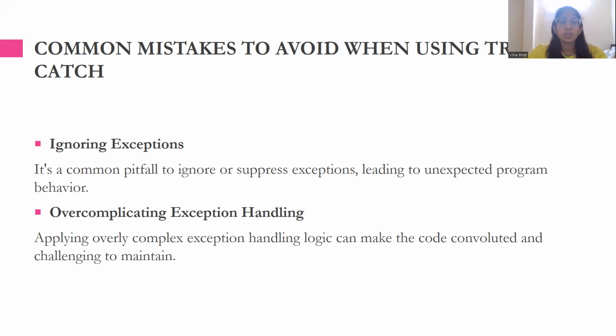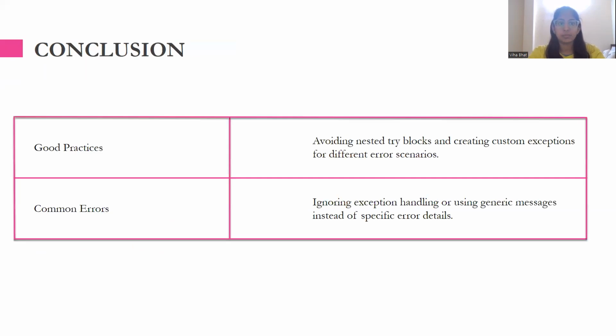Next, there are common mistakes to avoid when using try and catch. Ignoring exceptions is one thing we shouldn't do. It's a common pitfall to ignore or suppress exceptions, leading to unexpected program behavior. Next is overcomplicating exception handling. Applying overly complex exception handling logic can make the code convoluted and challenging to maintain.